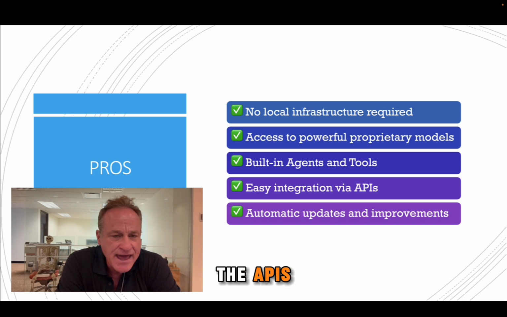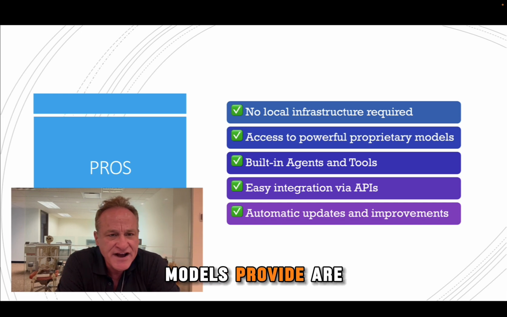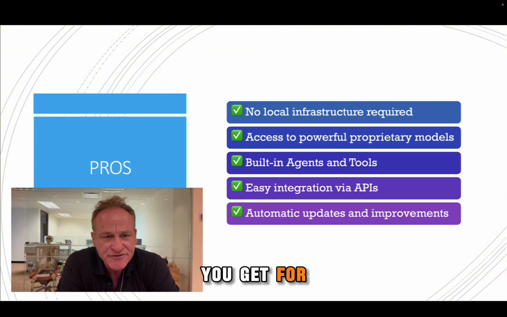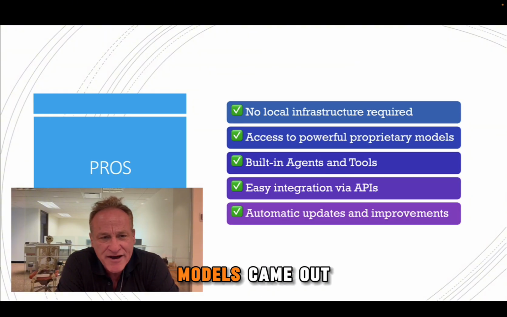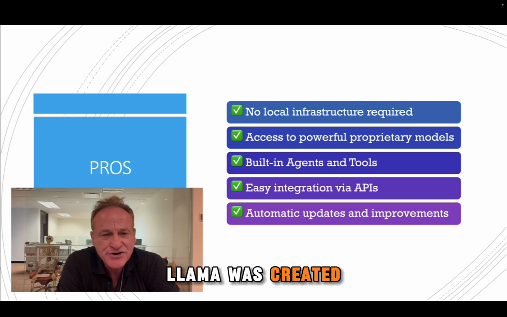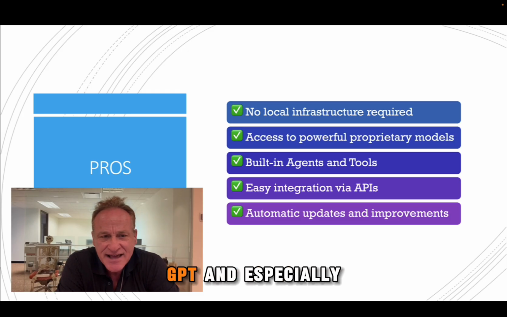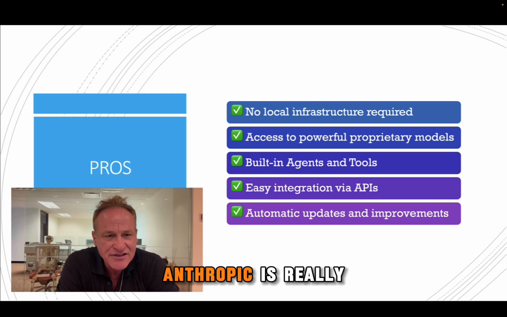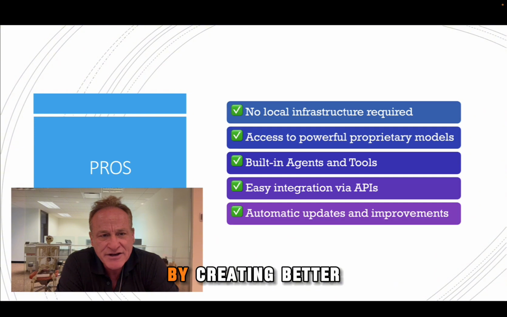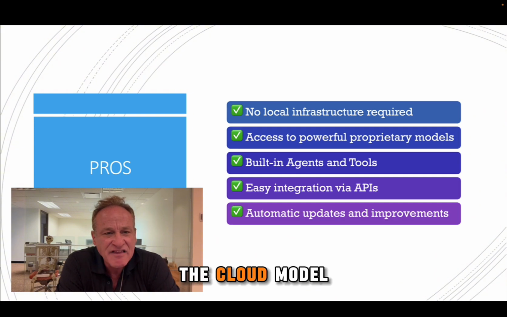And I'll have to admit that the APIs that the cloud models provide are better than the APIs you get for the local models. So basically, when the local models came out and when Llama was created, it duplicated the OpenAI APIs at that point in time. So it had the chat completions API, and it created its own version of that. But as ChatGPT, and especially Anthropic, because I think Anthropic is really the one that's leading the way by creating better APIs, the cloud model APIs are considerably better than the local model APIs.